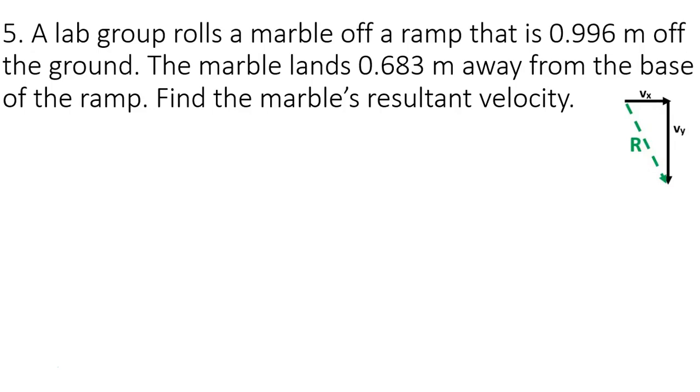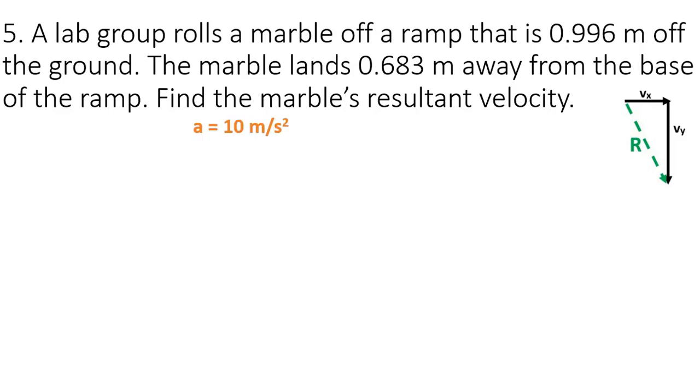And question number 5, very similar to number 4. A lab group rolls a marble off a ramp that is 0.996 meters off the ground. The marble lands 0.683 meters away from the base of the ramp. Find the marble's resultant velocity.